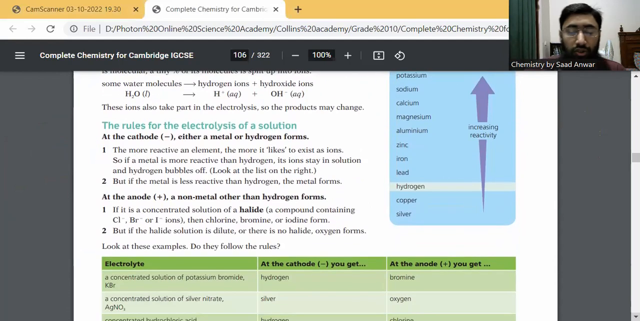The rules for the electrolysis of solution are like this. At the cathode, which has a negative charge, either a metal or hydrogen will appear. Remember, at the cathode, either a metal will be produced or hydrogen will appear.